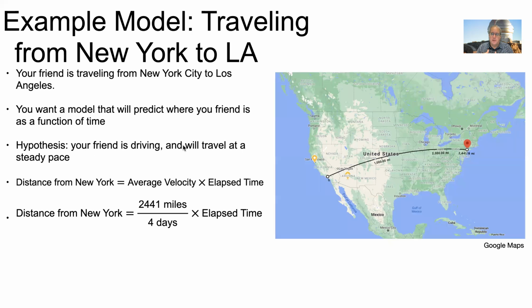And how about a hypothesis where your friend is driving across the country and is going to travel at a steady pace? If you do that, you can look up the formula you need. It comes out to be the distance from New York is the average velocity your friend is traveling times the elapsed time. You can go to Google Maps and figure out that there's about 2,400 miles between New York and Los Angeles, and the typical drive takes about 4 days. And so you just have to plug these numbers in, and you get basically a mathematical model. You plug in the amount of time that has elapsed since your friend started, and this is the estimate for where he will be in terms of distance from New York.